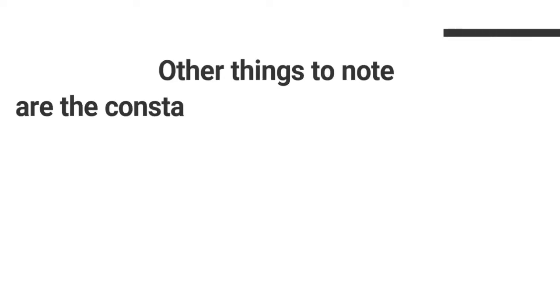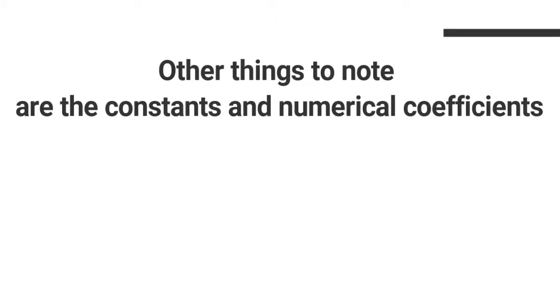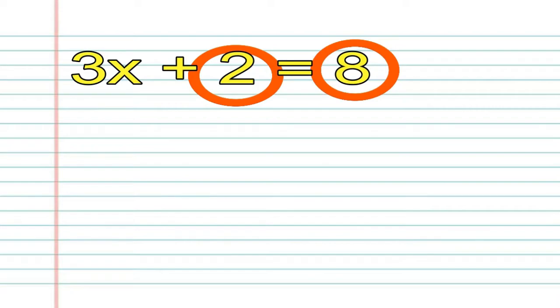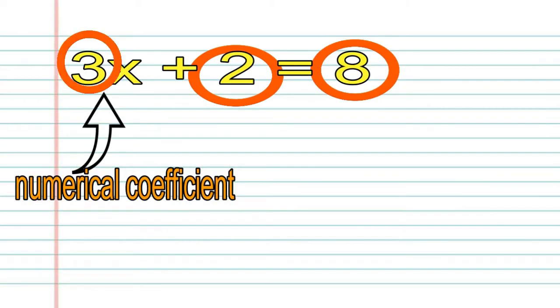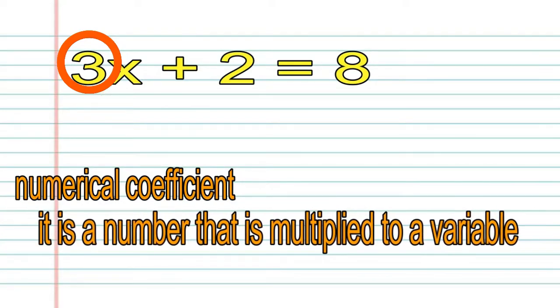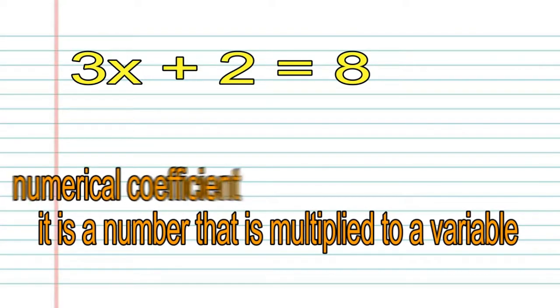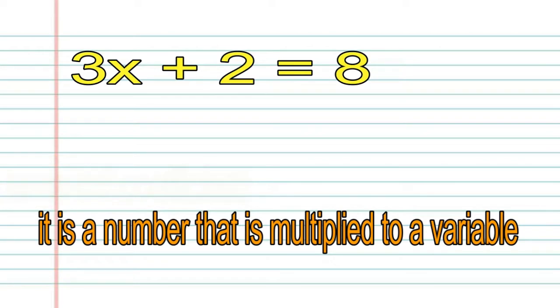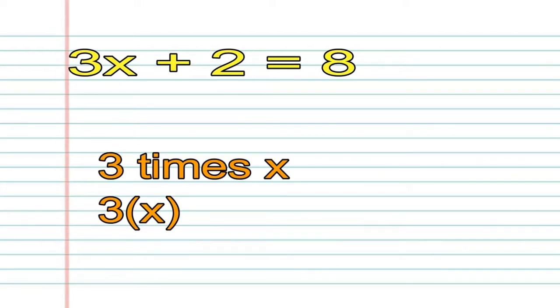Other things to note are the constants and numerical coefficients. Constants are numbers on their own, like 2 and 8 in the example. 3, on the other hand, is called the numerical coefficient because it is a number that is multiplied to a variable. 3x means 3 times x.